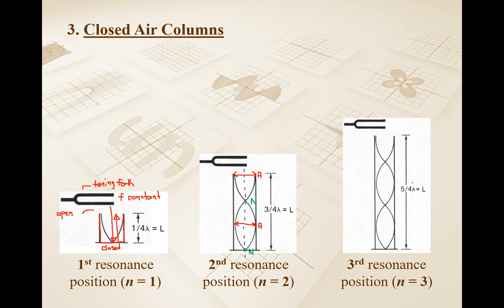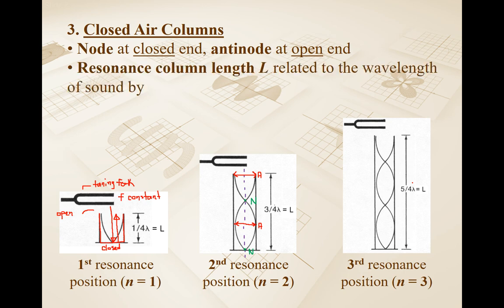Okay, but let's summarize a few things first. A closed air column is, first of all, closed at one end and open at the other. But specifically, you have a node at the closed end and you have an antinode at the open end. If you can get an antinode at the open end, then we get this really, really loud sound. And we refer to that as a resonance position. So a resonance position would be the column length, the resonance column length L, that is going to result in me getting a super loud sound. Okay, that's a resonance position.